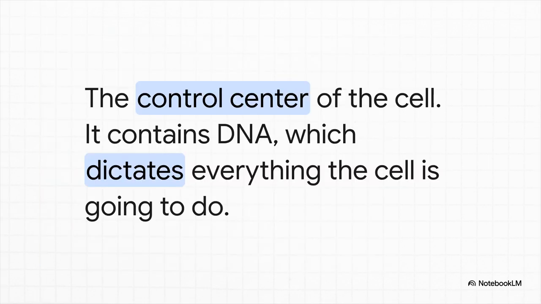And the most important organelle, the one in charge of everything, is the nucleus. This is the city's control center. It's City Hall. The nucleus holds all the DNA, the master blueprint that tells the cell everything it needs to do, from what to build to when to do it.